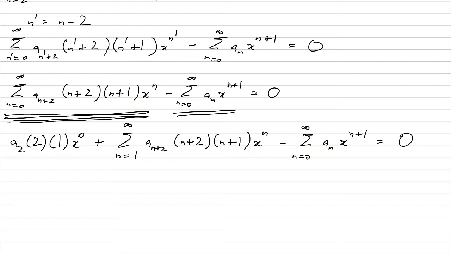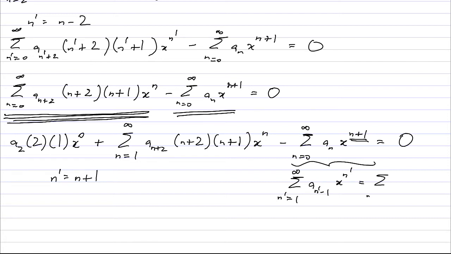Now over here I have exponent n plus 1. I need to make this n. So now I define n prime equal to n plus 1. For this sum, when n is equal to 0, n prime is equal to 1, when n is equal to infinity, n prime is equal to infinity, and instead of a n I have a n prime minus 1, and x raised to power n plus 1 is of course x raised to power n prime. Then I can relabel the n prime again to simply n. So you have a n minus 1 x raised to power n.